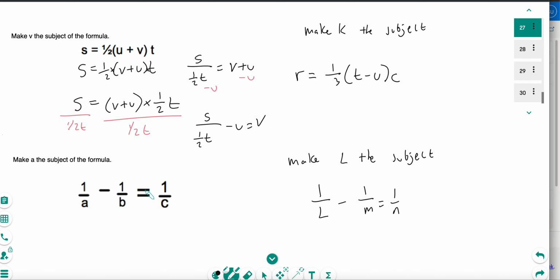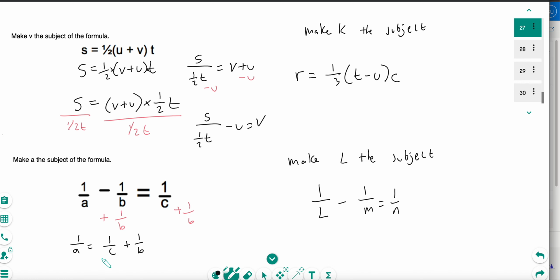All right, so I want to get 1 over a by itself. So first of all, 1 over a is being subtracted by 1 over b. I'll get rid of that 1 over b first. The opposite of subtracting 1 over b is adding 1 over b, and I'll add 1 over b here. So on the left-hand side, we have 1 over a equals, and that cancels out, 1 over c plus 1 over b.